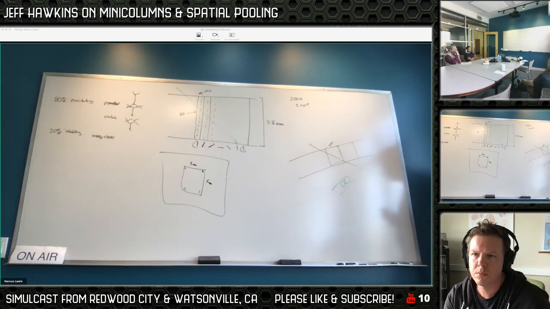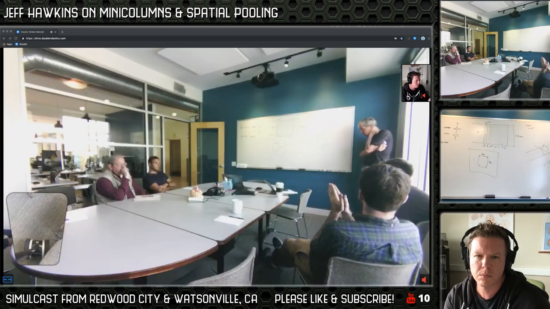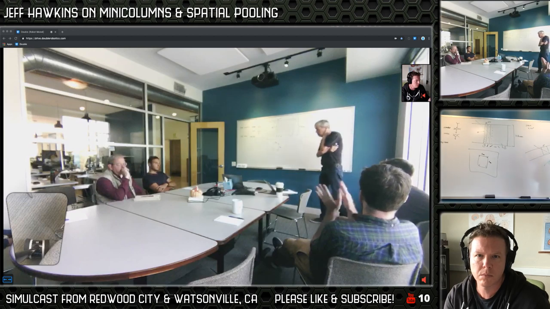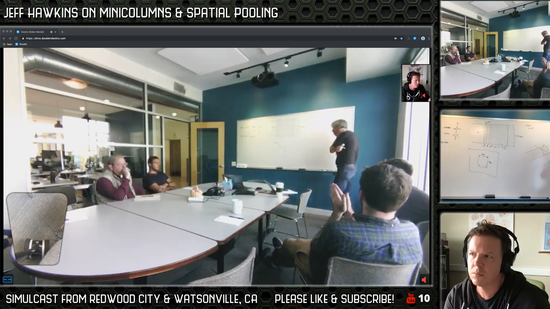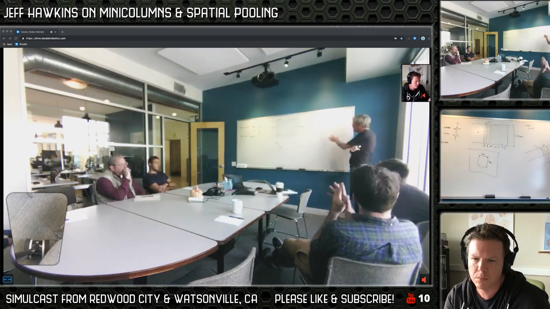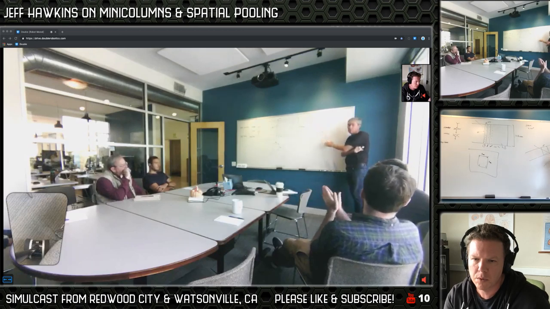I'm trying to map this onto something else I've learned about the system in, I guess, mice, in somatosensory cortex. Like barrel. Yeah. Barrel. Those are specific whiskers. Yeah. Well, that's consistent with this idea. That would be considered a column.